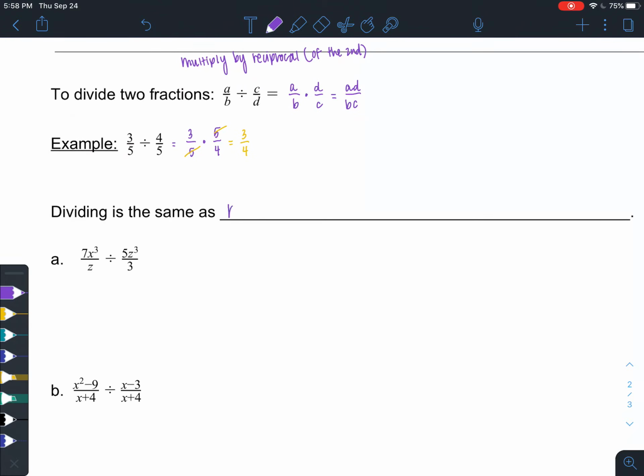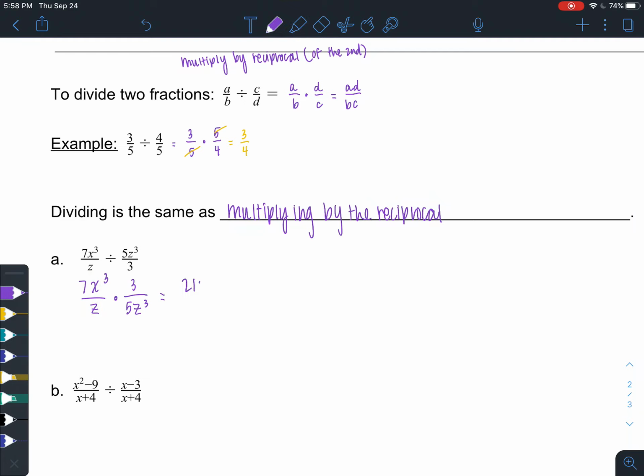All right, again, dividing is the same thing as multiplying by the reciprocal. So we're going to go ahead and walk through these problems. So 7x to the third over z times 3 over 5z to the third. We want to cancel out here, but we've got actually nothing that cancels because we don't have anything diagonally that would cancel, and we don't have anything straight up and down that would cancel. So we're just going to multiply straight across.